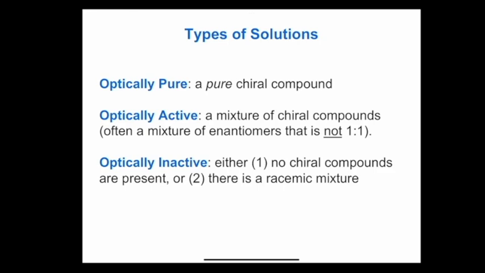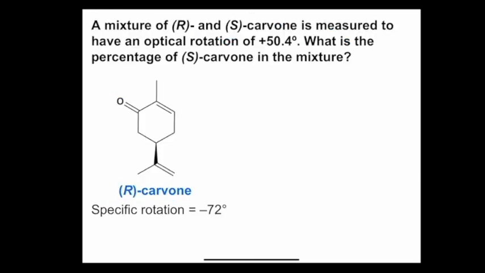If you know the rotation of a pure molecule, you measure your sample, and it's rotating light but not equal to the pure, it's optically active. If you measure a sample that you're pretty sure should contain chiral material, and it comes out as 0, you either have a racemic sample or you messed up, and there's no chiral sample in there at all. So these become our three categories. So let's apply it to a calculation.